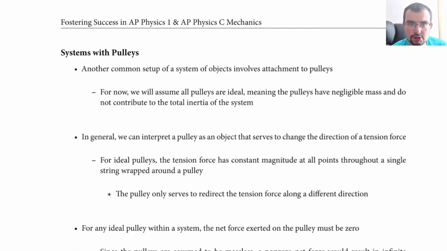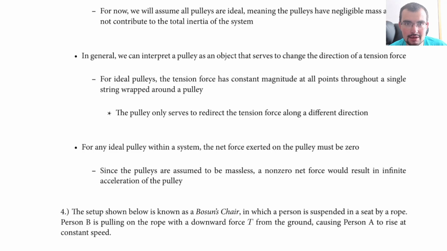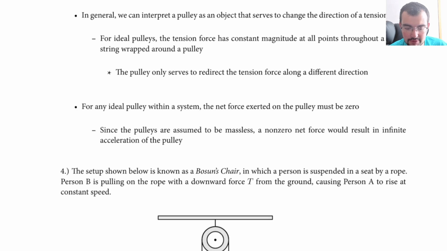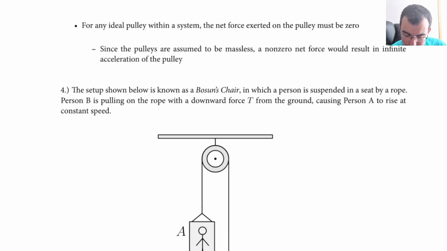So now we'll look at a whole genre of problems where our objects are going to be connected by pulleys. We're going to make some nice assumptions here that our pulleys are ideal, meaning they're massless and they don't contribute to the inertia of the system. So what they serve the function of is changing the direction of tension forces, because we said that in an ideal pulley, the tension's the same everywhere. So a pulley can serve to just move that direction around. And since we assume that these pulleys have no mass, all the forces on any pulley must cancel, or else the pulley would be infinitely accelerating.